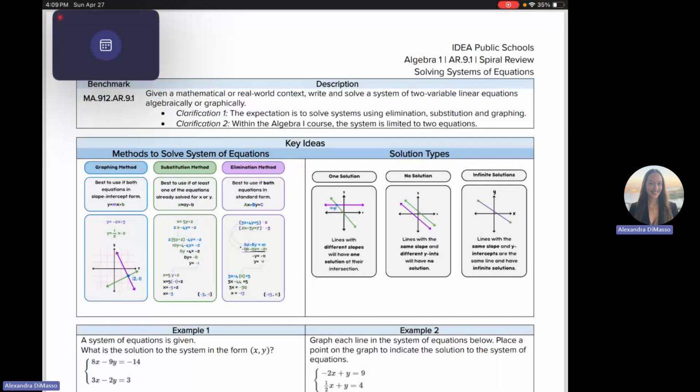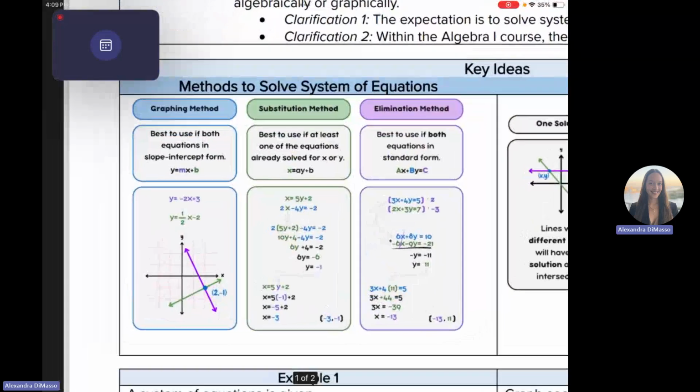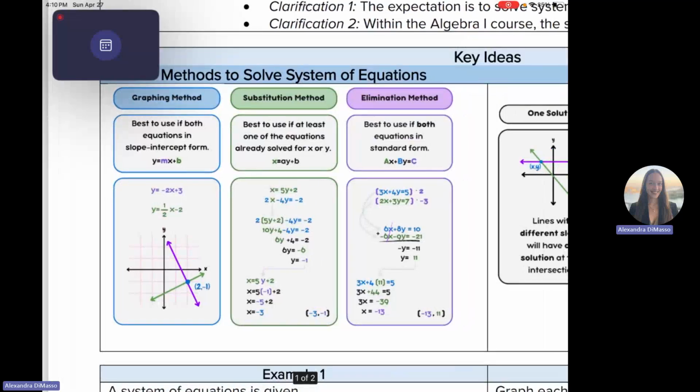Using three different methods. So we're going to do a quick review and then we'll try a couple practice problems together and then you'll do a few on your own. There are three different ways to solve a system of equations. There is the graphing method, which is best to use if both of your equations are already in slope-intercept form. That's y equals mx plus b, where m is your slope, your rise and run, and b is your y-intercept, where it crosses the y-axis.